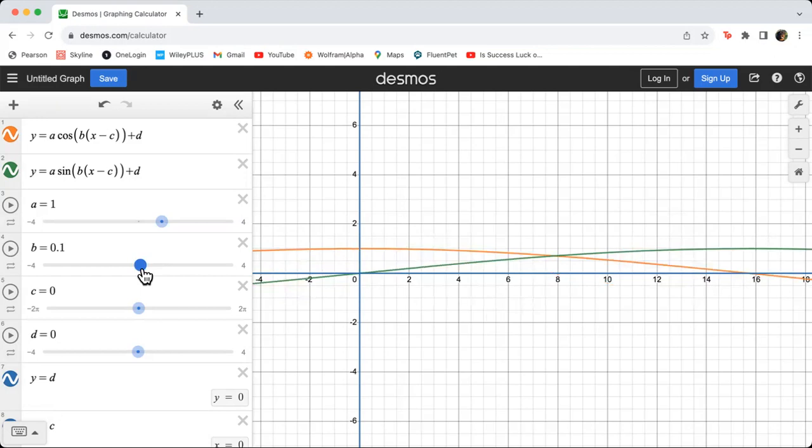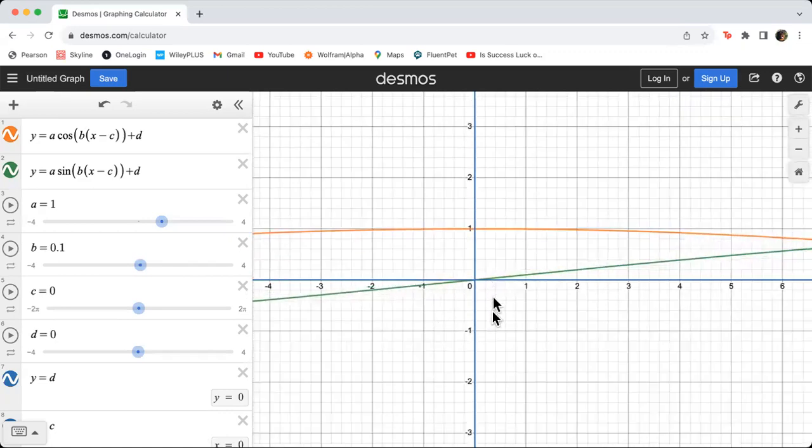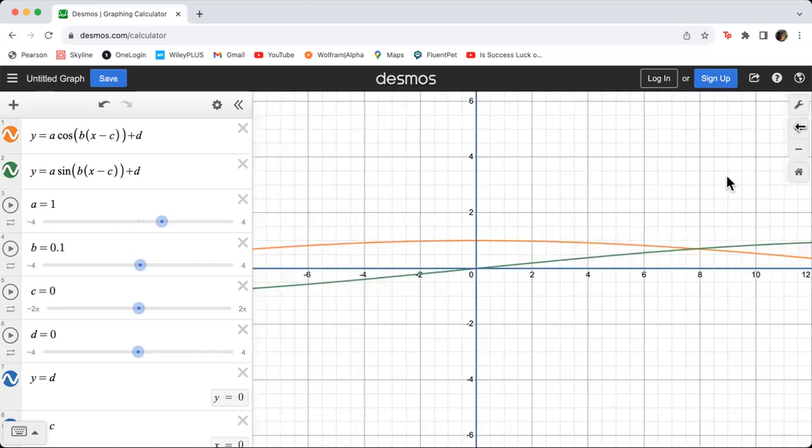Right now, my period is at 2 pi divided by 1/10. So 2 pi divided by 0.1 is 20 pi. One cycle is costing us 20 pi. I can't even zoom out. I'd have to do an unbalanced zoom.